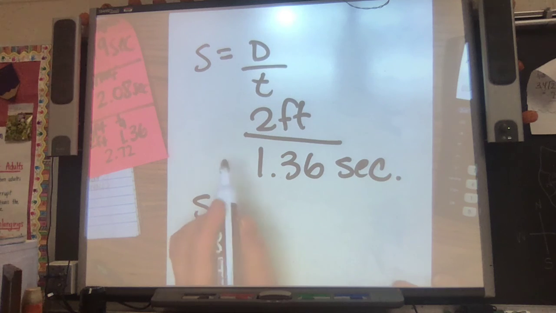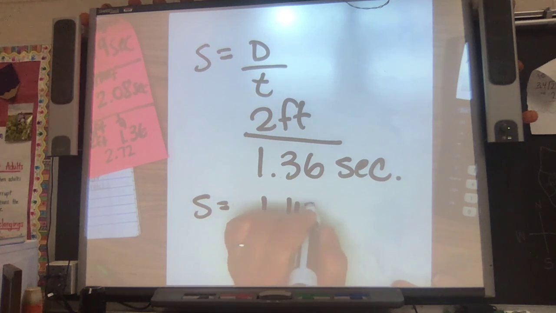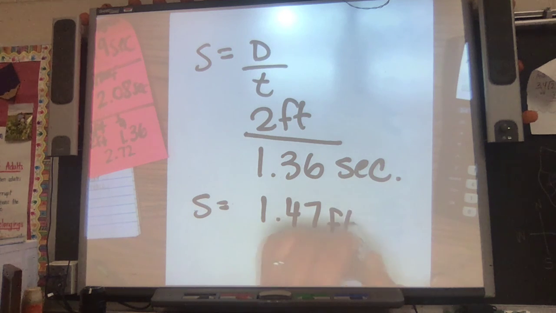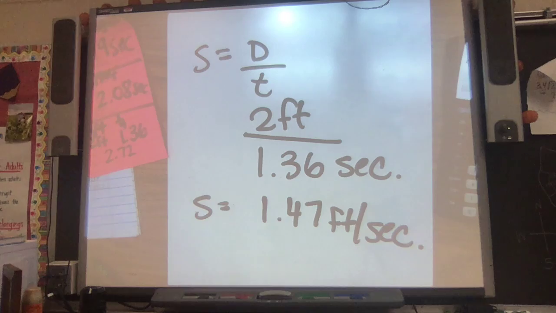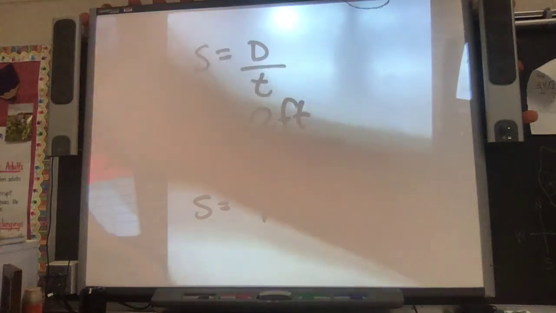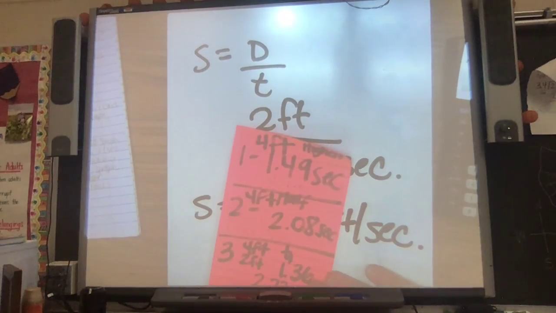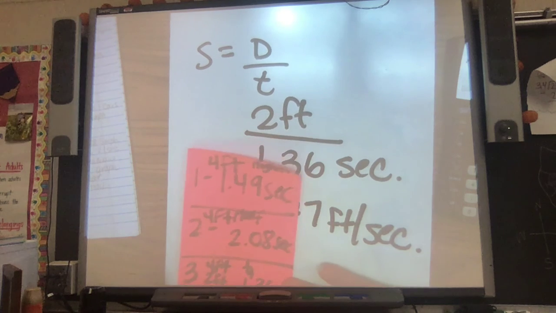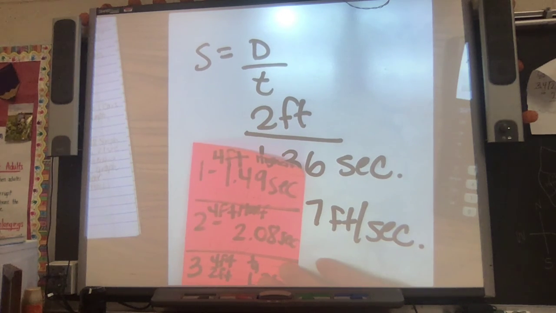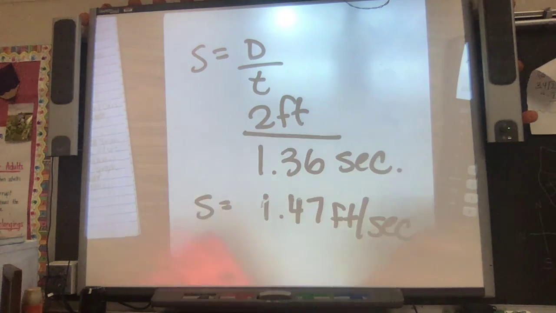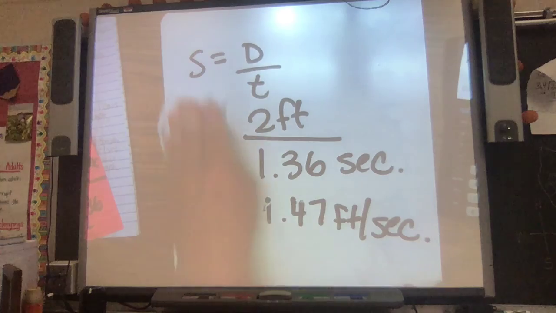And that was 1.47 feet per second. All right, so now we have the speed of all 3 of our cars. Now let's take a look at how to graph this.